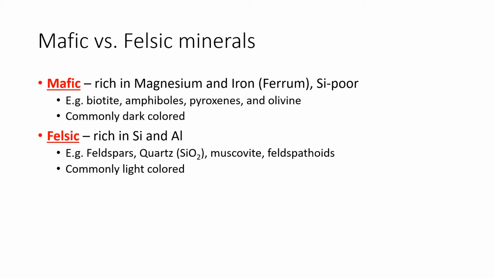Whereas felsic minerals are rich in silica and aluminum, like feldspar, quartz, muscovite, and feldspathoids. These are commonly light colored, okay? Muscovite has a goldish color to it, for example. Feldspars tend to be white or pink.